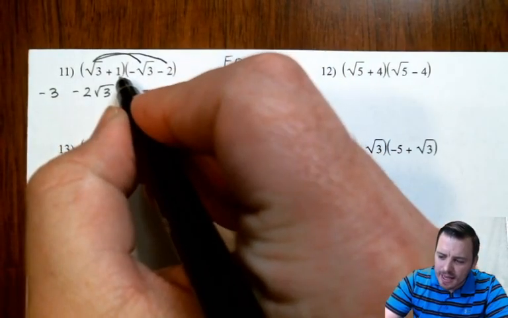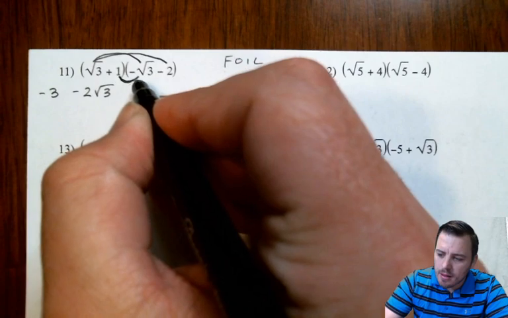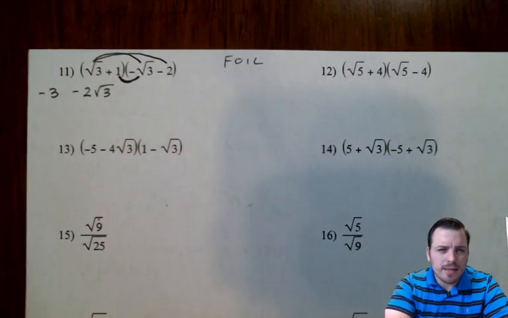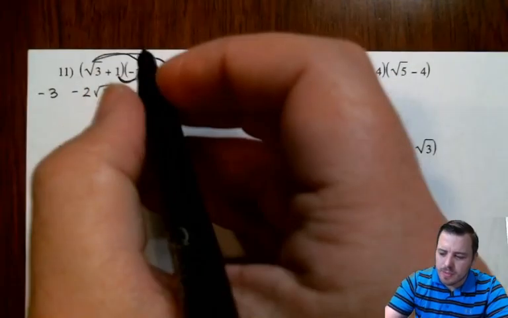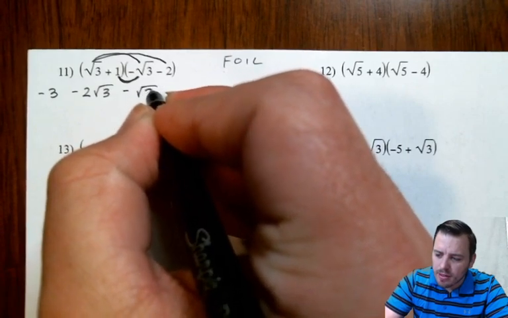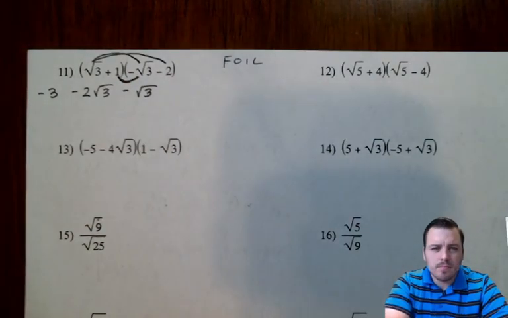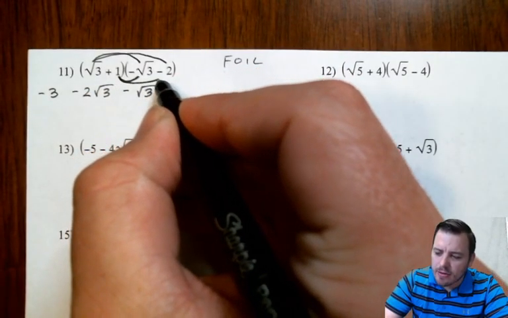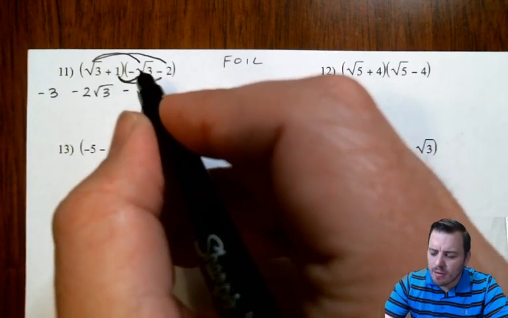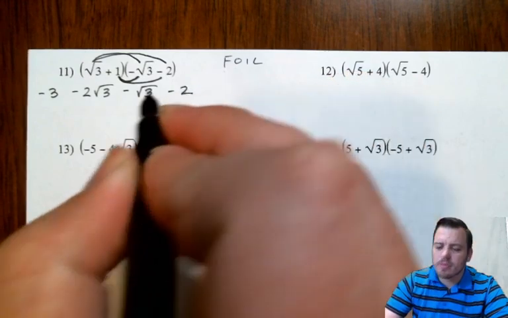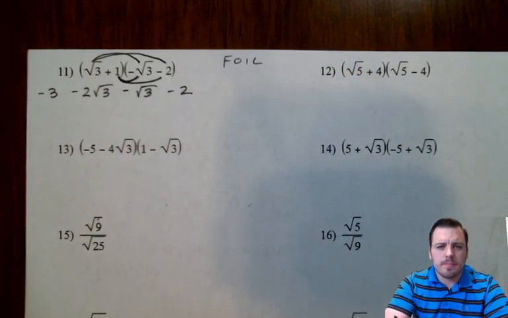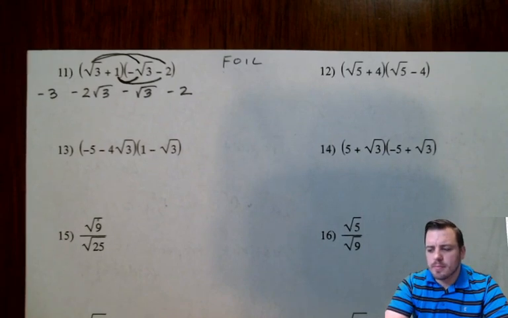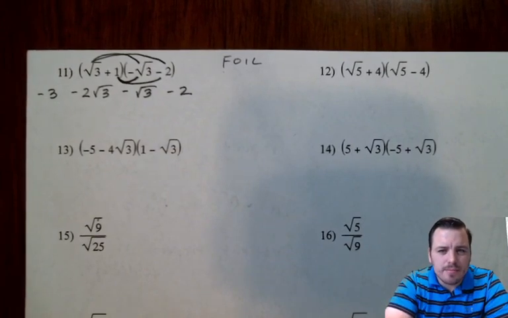Now we go inside. Inside, 1 times negative radical 3. Well, anything times 1 is itself, so that will just be minus radical 3. And then 1 times negative 2, the last. First, outer, inner, last. 1 times negative 2 would just be minus 2. All right, now we just need to combine like terms.